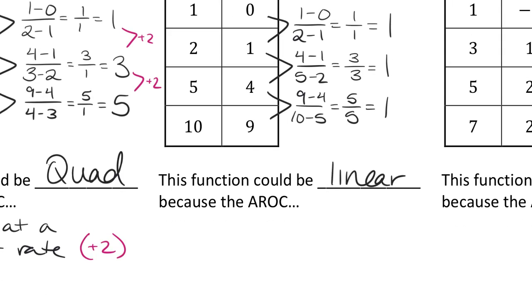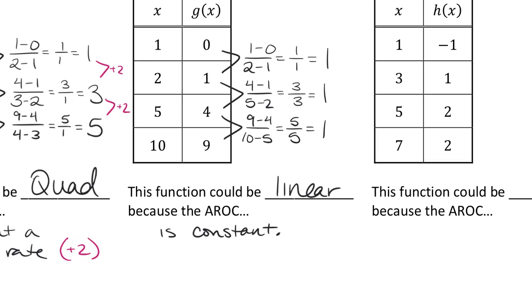And the reason is because the average rate of change is always what number? 1. We would say because the average rate of change is constant. It is the number 1. It never changes from that. And if you have a constant rate of change, that's the definition of a linear function, because the average rate of change is constant. Okay, this last one is for you to try.